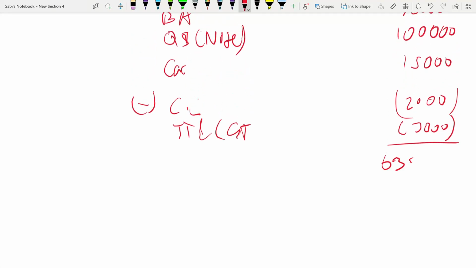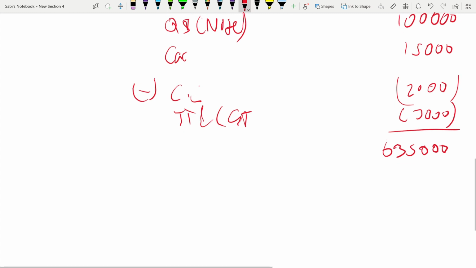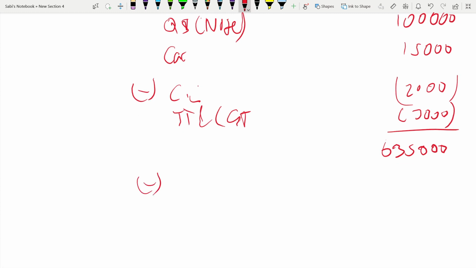Value of the estate till now is 635,000. Do not forget the exempt legacy. This is why you need the pro forma. Since I went through the pro forma, I know I have to deduct my exempt. Write exempt. Don't write to wife. Why are we deducting wife? Because exempt legacy to wife.